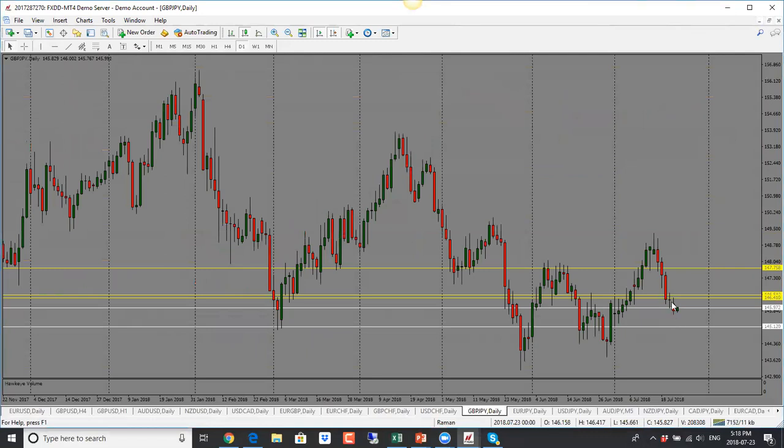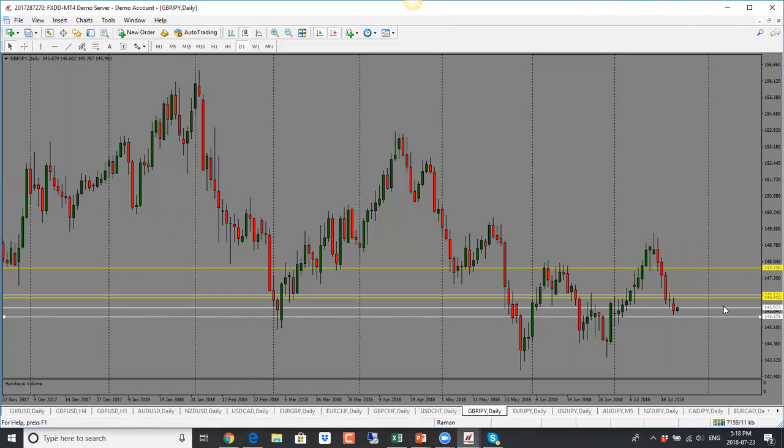Pound yen, that looks like a nice bearish candle close here. So bias is bearish for Pound yen based on the daily, and looking for price to drop. First target 145.50 level, and then below that looking for price to drop further to 145.20. So bias is bearish for Pound yen.